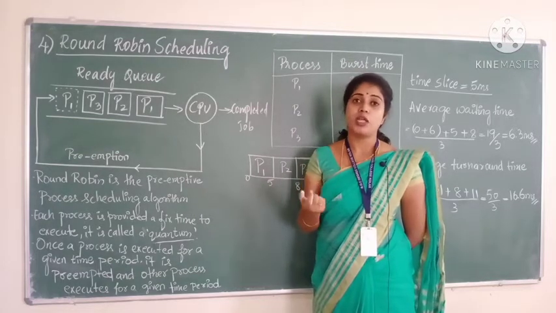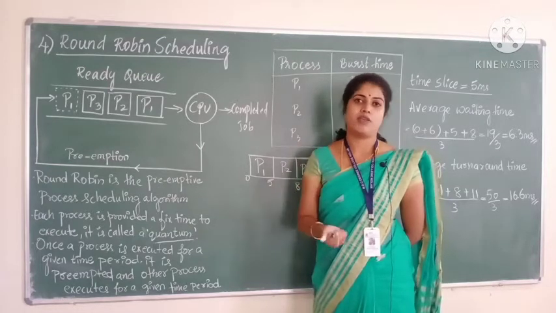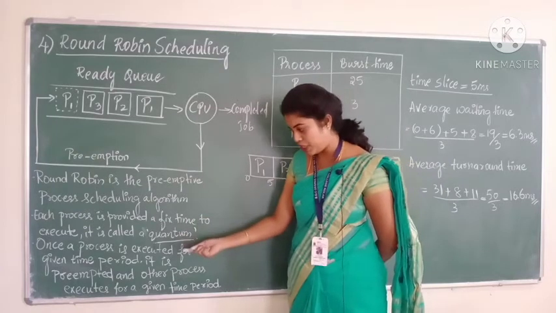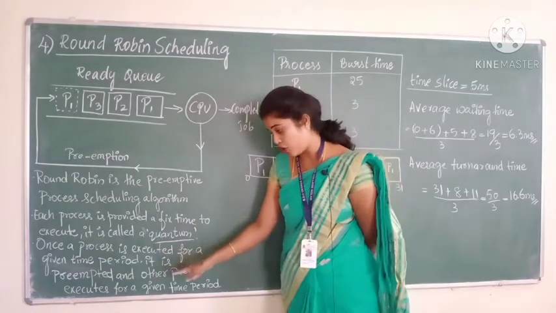If the process is not able to complete its execution in a given period of time, again what happened? The next chance will be given. Once the process is executed for a given time period, it is preempted, and another process executes for a given time period.